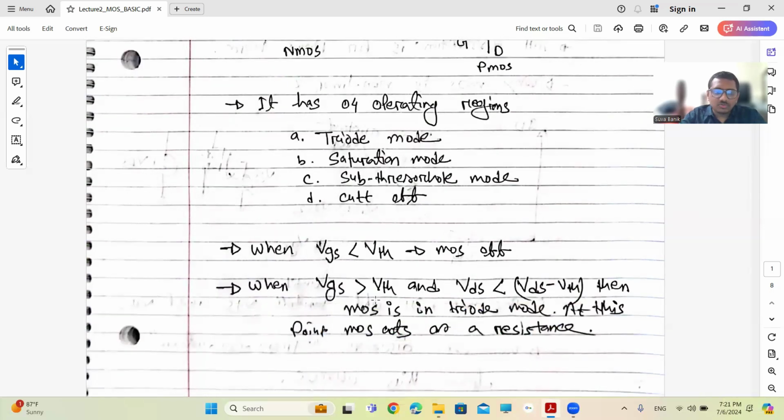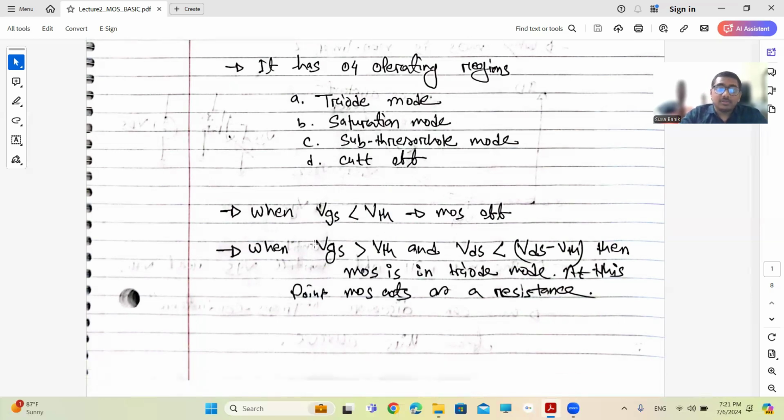Okay, so what is cutoff? Cutoff is nothing but whenever our transistor is off. So what is the condition to turn on a MOSFET? The gate to source voltage should be greater than its threshold voltage. Whenever VGS is greater than VTH, the MOSFET will turn on. And whenever VGS is greater than VTH and VDS is less than its overdrive voltage, then the MOSFET is in triode mode, and at this point the MOSFET acts as a resistance. I will discuss this point later.